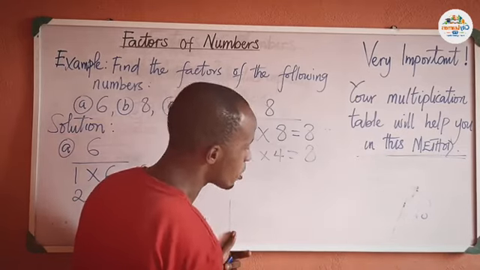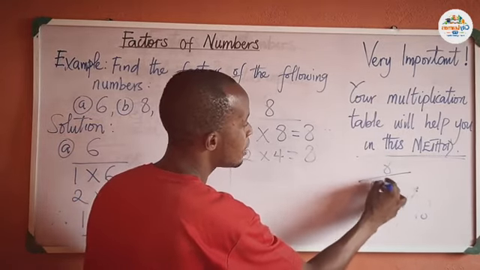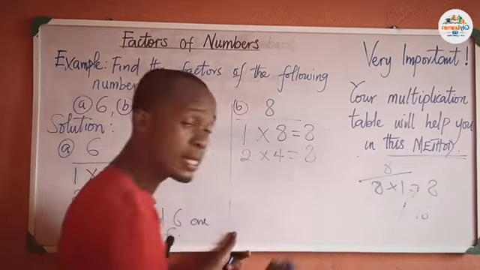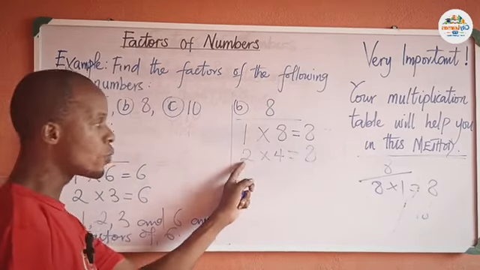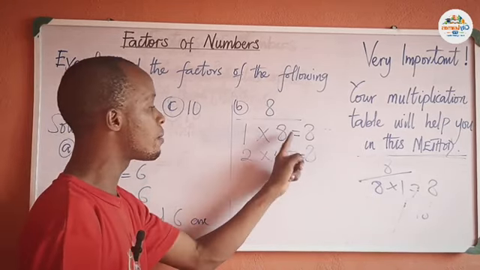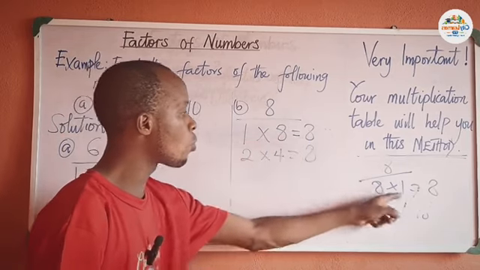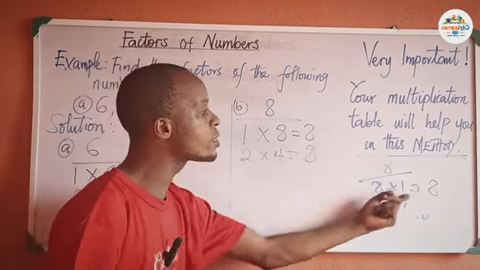Then the 8 multiplication table. 8 times 1 is 8. And as you can see, we already have 1 times 8. The same case with 2 times 4. We already have 1 times 8. 8 is here, 1 is here. So there is no point rewriting it.